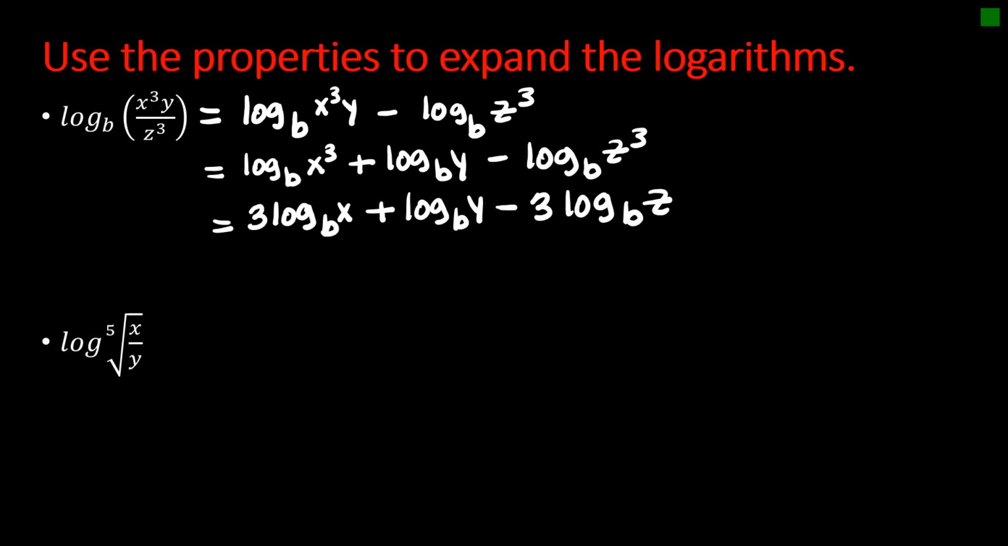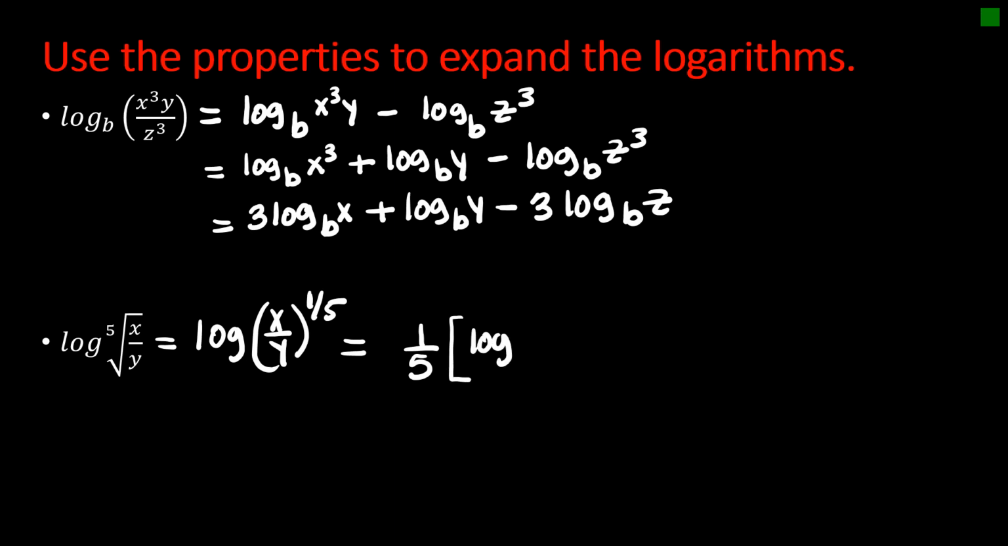Let's look at another one. The first thing we need to notice here is that we have log of the fifth root of x over y, which is the same as a log of x over y raised to the 1/5 power. So that 1/5 comes down as a coefficient, and that has to happen first. We can't use the quotient rule on that first because that 1/5 is out there. So we're going to have to bring it down, and then we can handle this quotient.